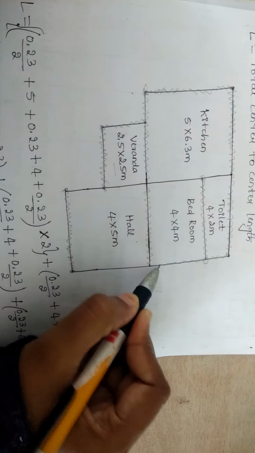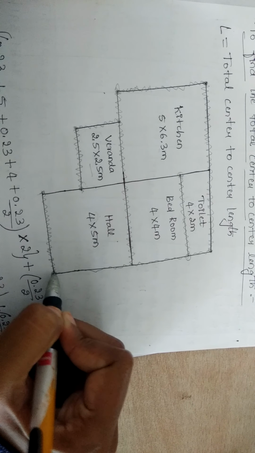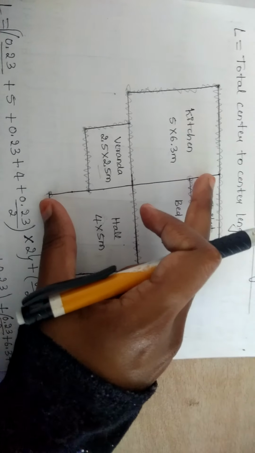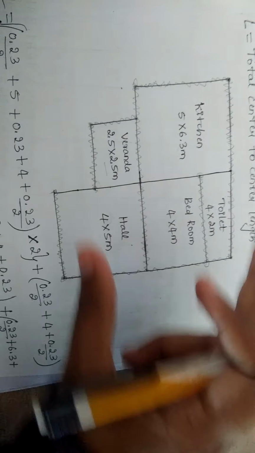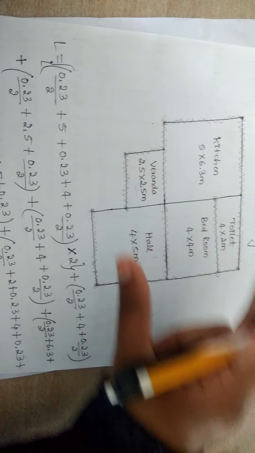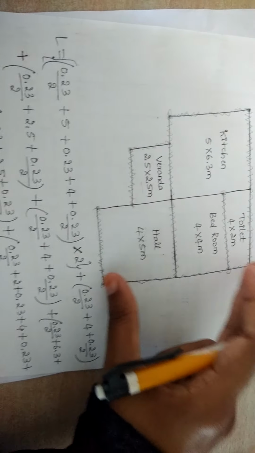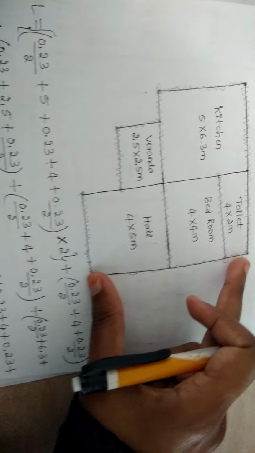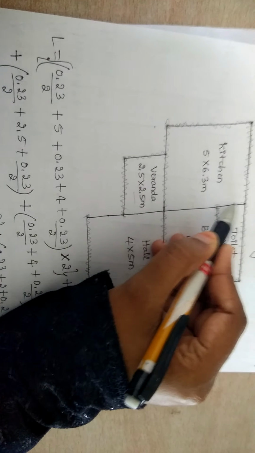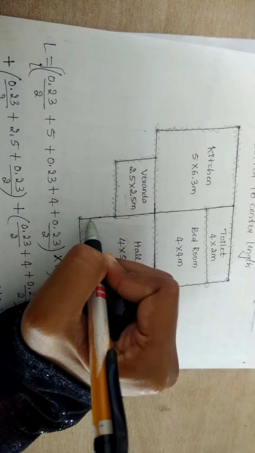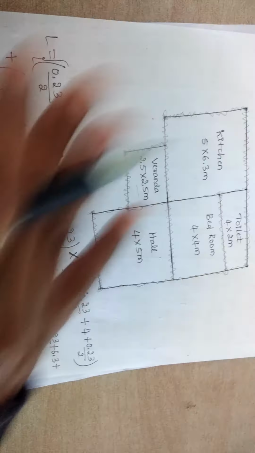Please hatch this portion. After hatching this portion, what do you have to do? You have to look whether you have the same length of another wall or not. If you have one more wall which has the same length, then you please multiply your value with 2. See, the second wall is the same as the first wall. That's why I will be multiplying the value with 2 here. That means now the center to center length of all the walls has been completed. That means you have found the center to center length of the whole building.